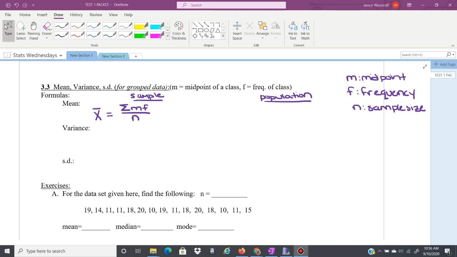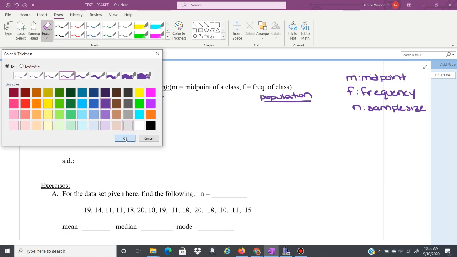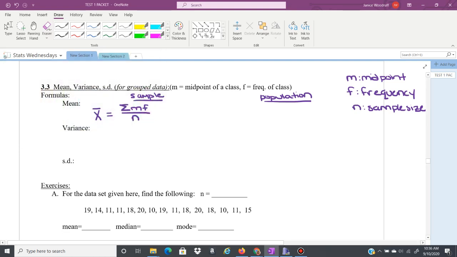Okay, we are recording. Yes, we are doing 3.3 and 3.4, mean, variance, and standard deviation for grouped data. So we started already with our mean, and we're looking at samples here. The mean is the sum of m times f over n, where m is midpoint, f is frequency, and n is sample size.